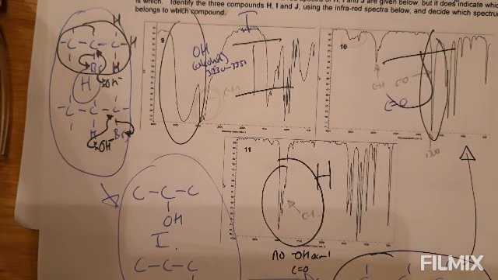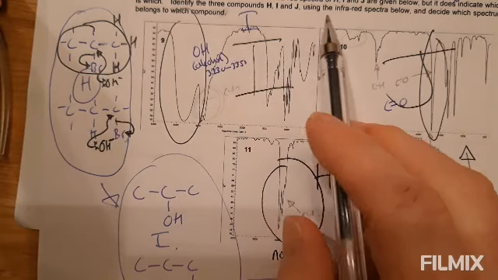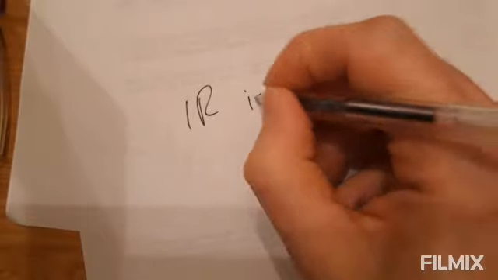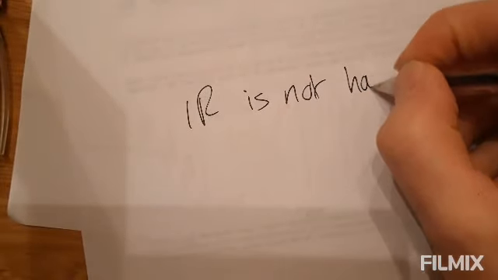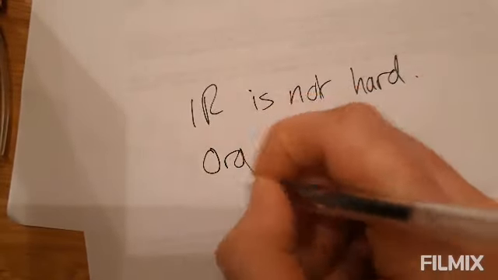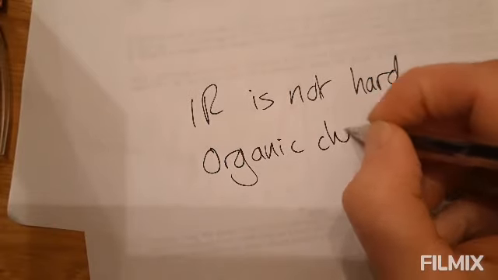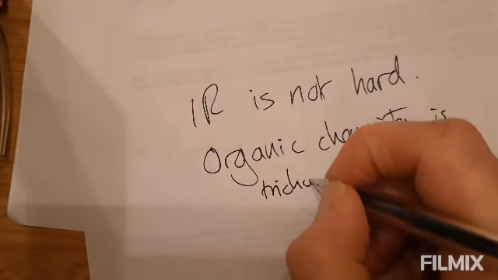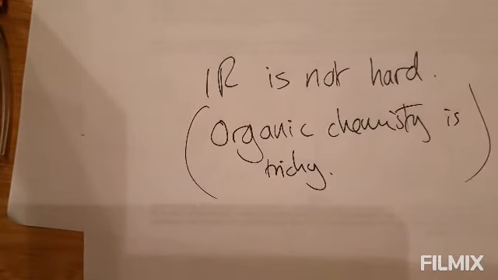Okay, so: identify the three compounds H, I, and J using the infrared spectrum below and decide which spectrum belongs to which compound. Right, let me reiterate and re-emphasize this fact. Infrared is not hard, but organic chemistry is tricky. That's the bit that's hard here. Identifying the infrared spectra is not the hard bit.